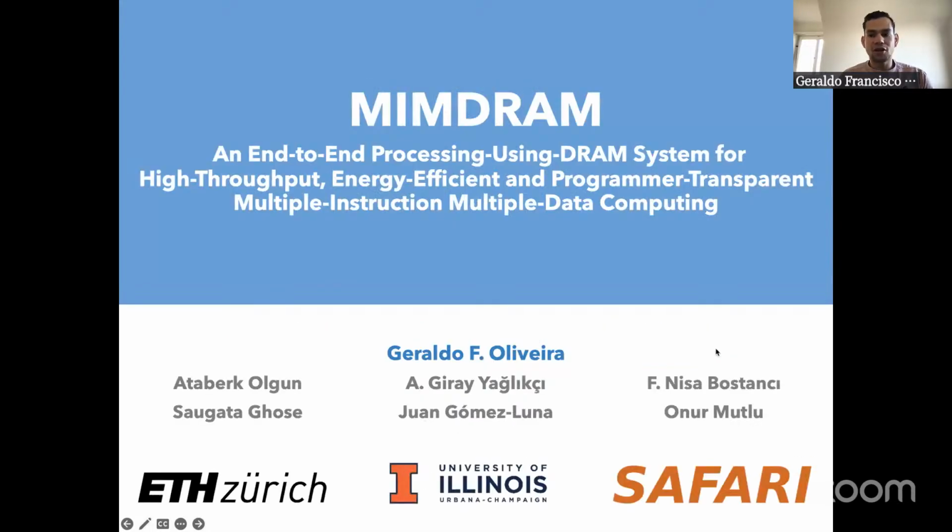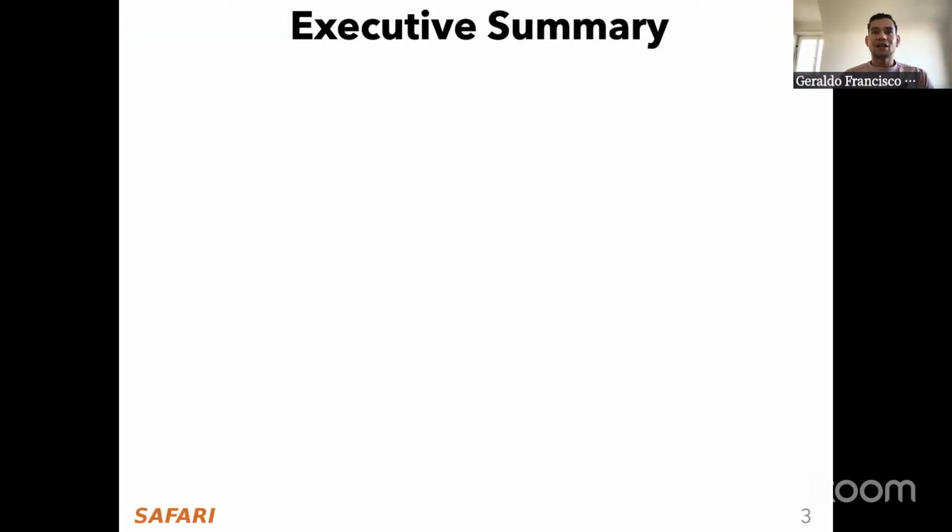So in particular, in today's lecture, I'm going to talk about this work that we published this year in HPCA called MIMDRAM, end-to-end processing using DRAM system for high throughput, energy efficiency, and program transparent multiple instruction, multiple data computing. So before I start, I'm going to give a brief summary of what this work is about.